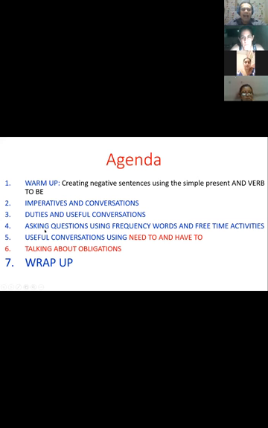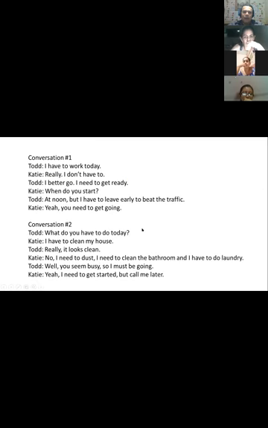Number four, asking questions using frequency words and free time activities. You did it right here on main screen. Excellent. Good fluency. Así tiene que ser. Number five, useful conversations using need to and have to. Need to, necesito, hacer algo. Have to, tengo que hacer algo. Vamos a ver cómo se usa esto. Okay, de una sola vez. El need to, necesito. Have to, tengo que.